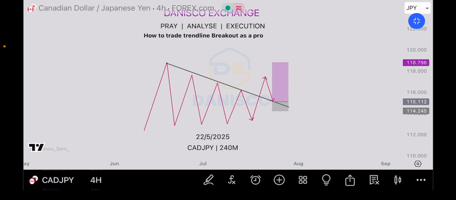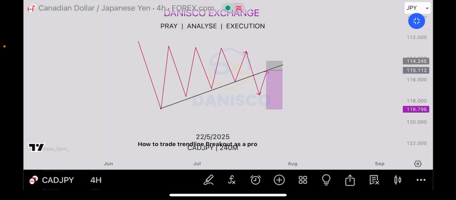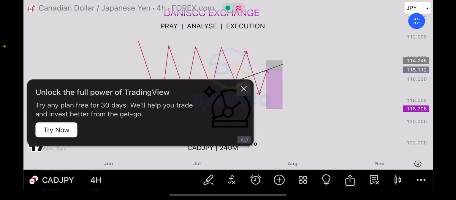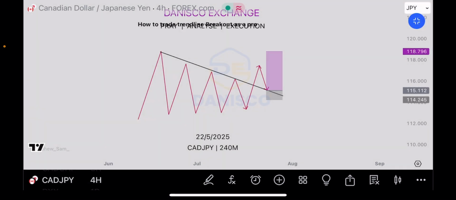When I'm talking about trading trend line breakout as a pro, this is the simplest way you can do it. Let me invert the scale. If you are looking for sells, this is how it looks like. The sells diagram looks like this, but for buys, this is how it looks like. So this is just the simplest way of trading trend line breakout and retest, other than trading it blindly.